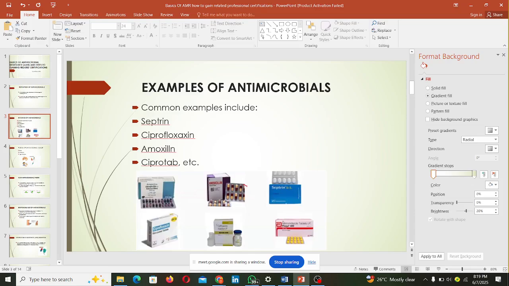What are examples of antimicrobials that we have? Common examples include septrin, which I believe we must have heard of before, ciprofloxacin, amoxicillin, ciprotab, and I believe you know some other antibiotics like that. Sometimes in a place like Nigeria, we say, go and use antibiotics. If you have a sore throat, go and use this, go and use that. Those are examples of antimicrobials.